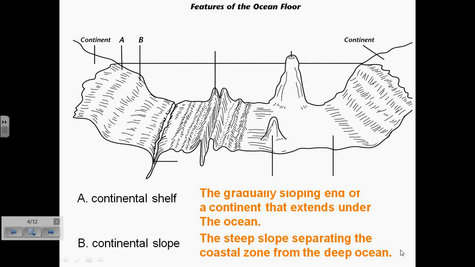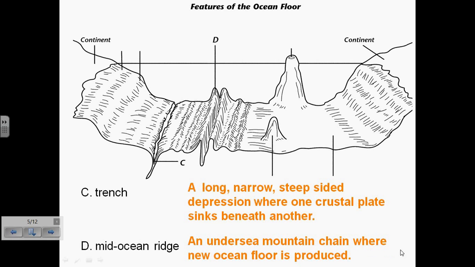Now followed after that is the continental slope, and that is the steep slope which separates the coastal zone from the deep ocean. Now looking at the next set of categories, we have a trench, which represents a long, narrow, steep-sided depression where one crustal plate sinks beneath another.